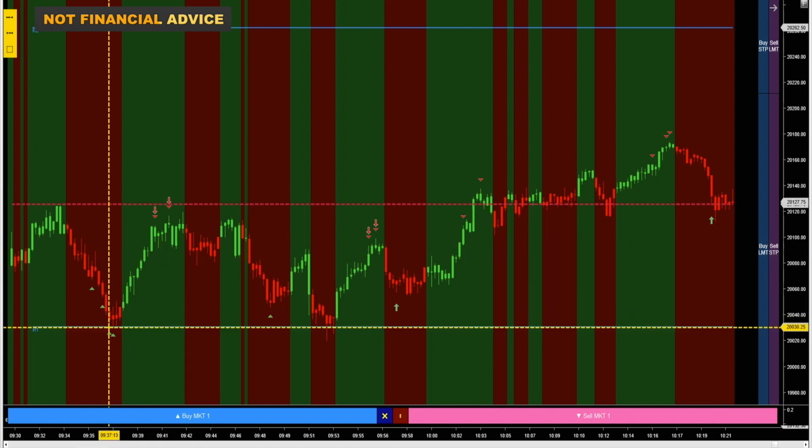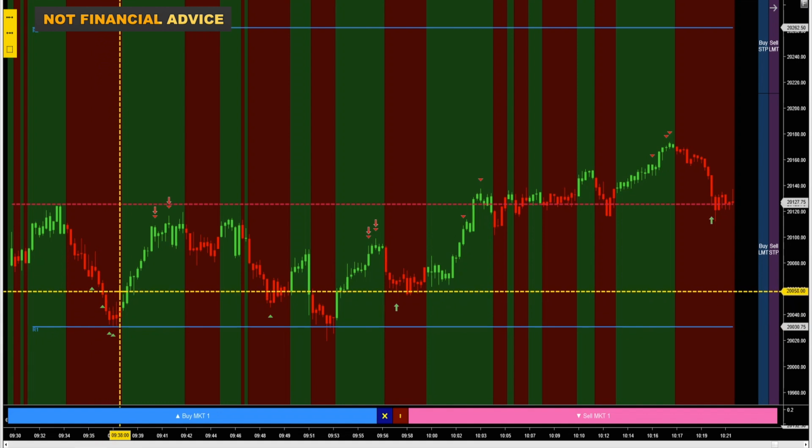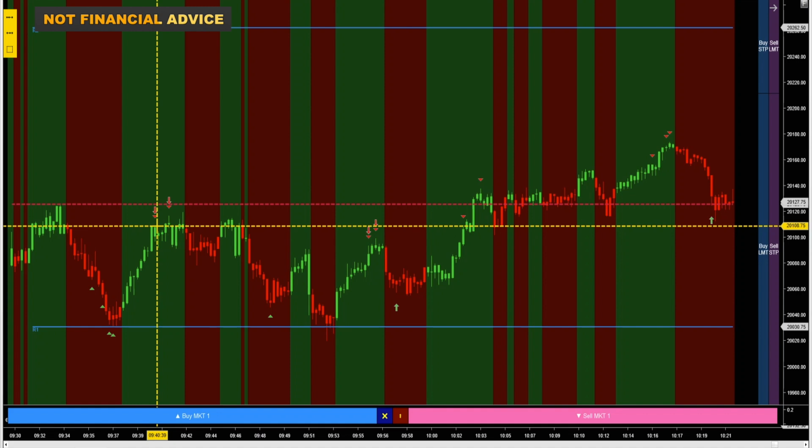So here we've got the divergence. Here's our first green candle. Looking for a break above the high here. We get the break on the next candle and pop up 50 points right away.